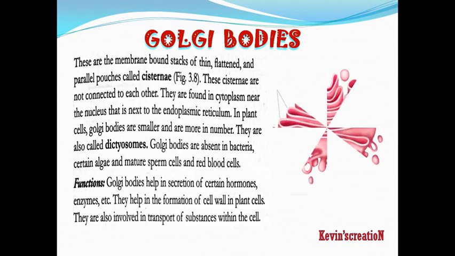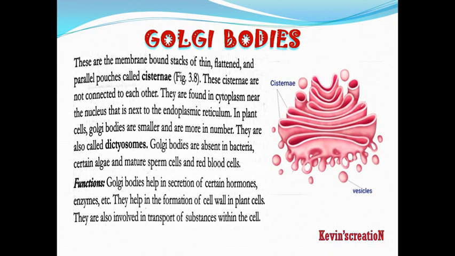They also look like endoplasmic reticulum, but they are not connected. These are membrane-bound stacks of thin, flattened, parallel pouches called cisternae. So these are the parallel pouches, thin ones, we call them cisternae; the other ones are vesicles. They are found in the cytoplasm near the nucleus, next to the endoplasmic reticulum. More or less they look the same, but they are not connected.